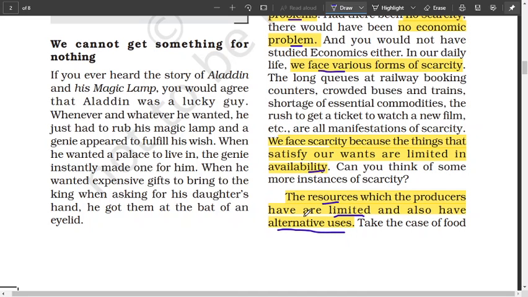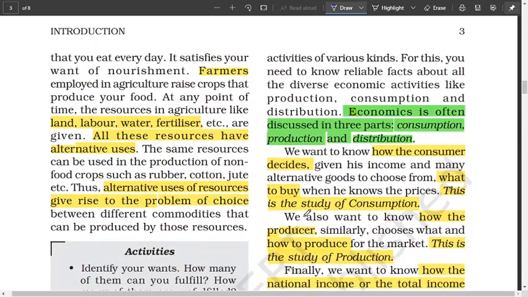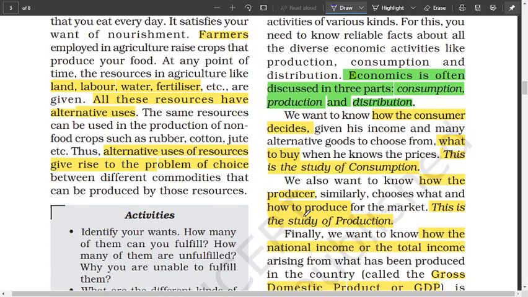We can take the example of land from the producer's point of view. Land is limited. Land is given. You cannot increase land. It's this size from the general point of view. But you can use that plot of land in many alternative ways. You can build a house, you can build a shop, you can start an industry. You can also plant things. You can keep it for agricultural purposes. That's why it has alternative uses.